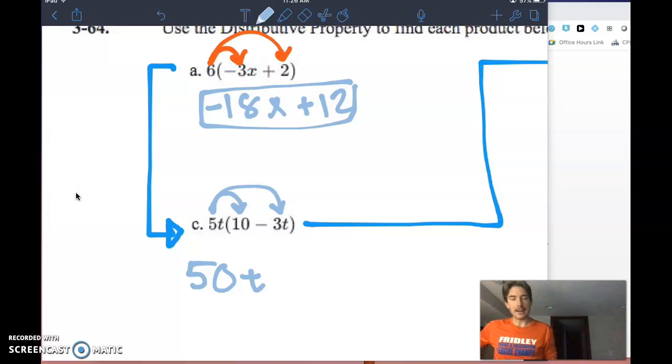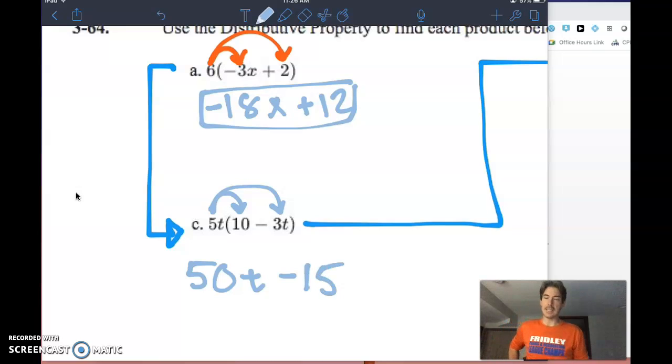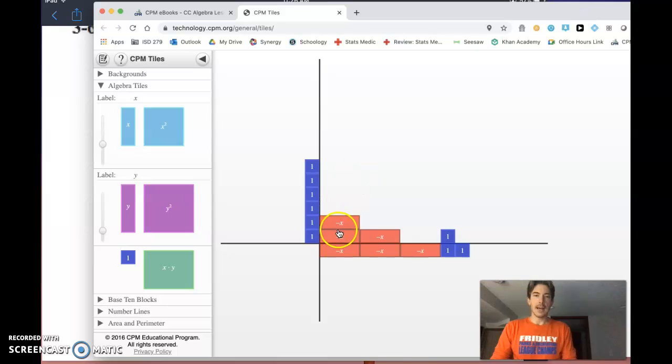Now I'm multiplying the 5t times the negative 3t. Well, I know a positive times a negative is a negative. I'll multiply those coefficients. 5 times 3 is 15. But here, each one of them has a t. So I'm going to multiply t times t, and when I do so, it's just like over here, multiplying x and x. And I can show you that here.